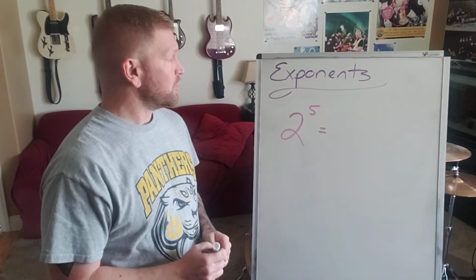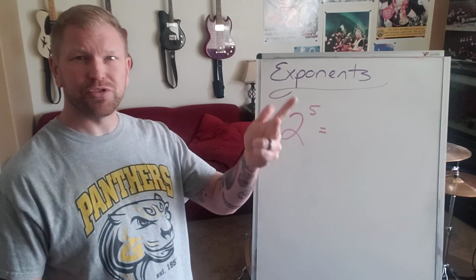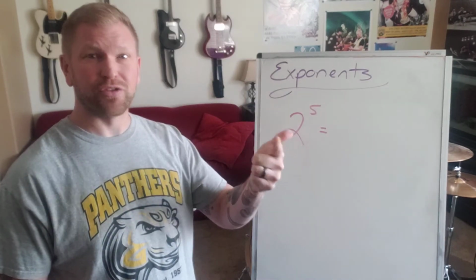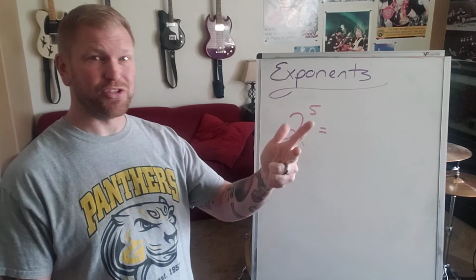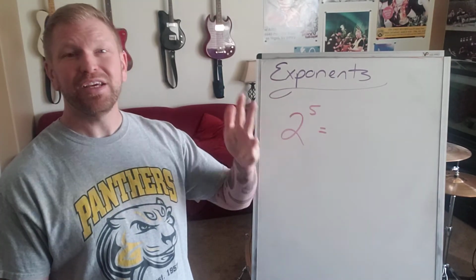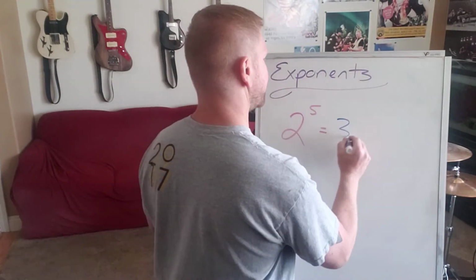Okay, what I would do for 2 to the 5th power is I would kind of count on my fingers. So we've got 2 times 2 times 2 times 2 times 2. We've got 5 2's. So 2 times 2, that's 4. Take that and times that by 2, that's 8. Take 8 and times that by 2, that's 16. Take 16 and times that by 2, that equals 32. And if you got 32, you got it right.